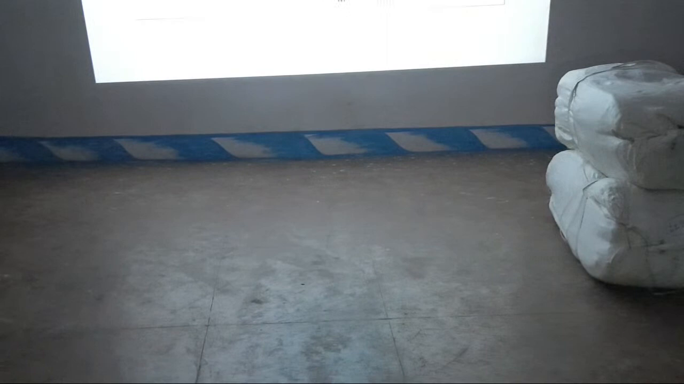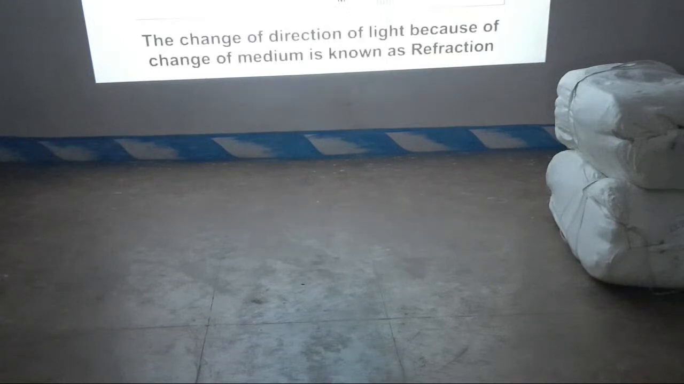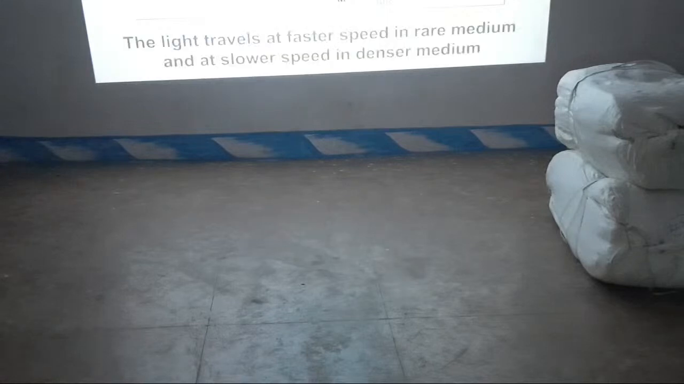Refraction introduction. The change of direction of light because of a change of medium is known as refraction of light. The ray of light changes its direction, or the phenomenon of refraction takes place, because of the difference in speed in different media. Light travels at faster speed in a rarer medium and at slower speed in a denser medium. The nature of media is taken as relative. For example, air is a rarer medium than water or glass.